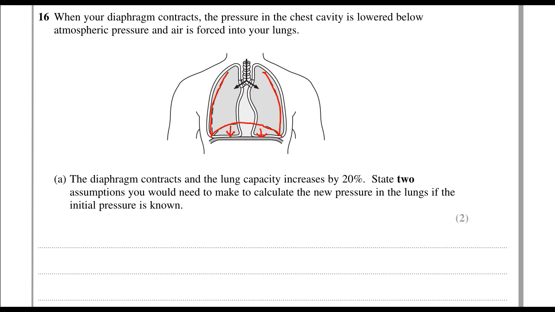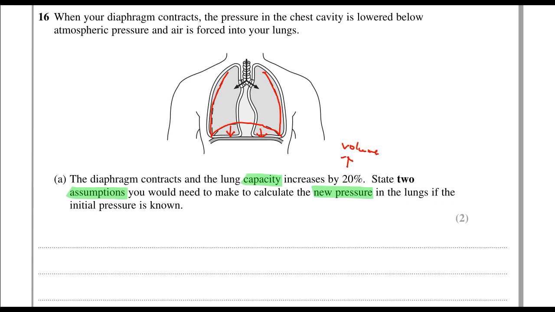Then the question states the diaphragm contracts and the lung capacity increases by 20%. So we have an increase in the volume. State two assumptions you would need to make to calculate the new pressure in the lungs if the initial pressure is known.